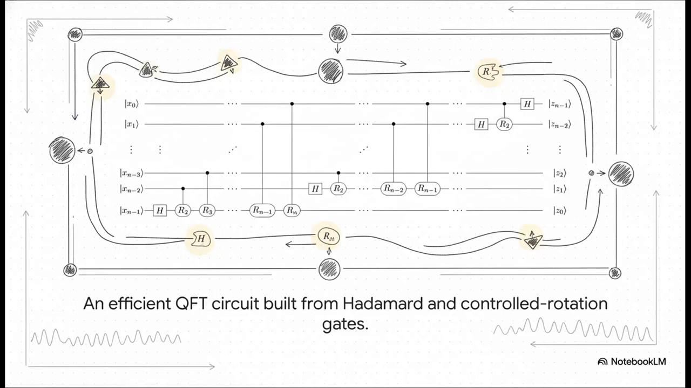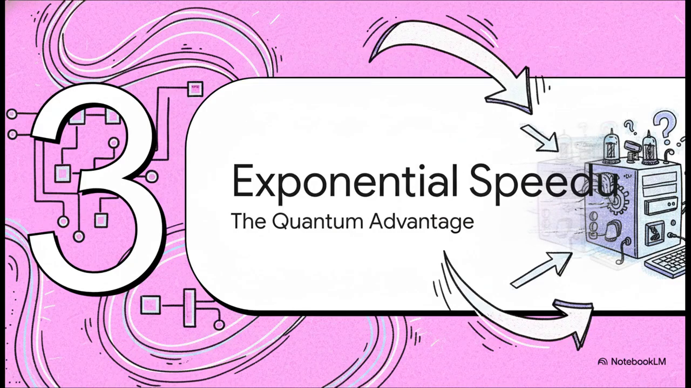Now, you might look at this circuit and think it looks a little intimidating. But here's the beautiful part. This incredibly powerful transformation can be built from a really simple and elegant sequence of just a couple of basic quantum gates. And that efficiency isn't just nice to look at, it's the entire key to its power. And yeah, that efficiency, that's the whole game.